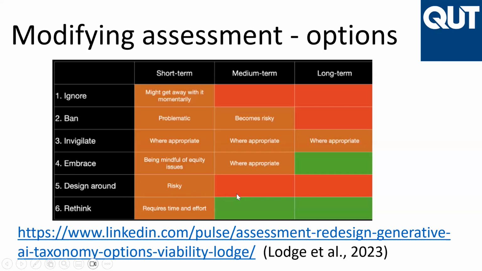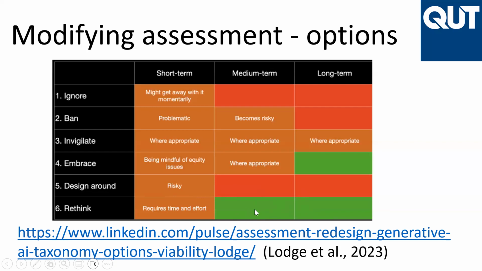So design around means designing assessment that tries to avoid using AI tools. In the short term, that's risky because it requires you to then try and work out if people have been using it, and that relates to detection, which becomes a problem. In the medium and long term, it therefore becomes almost pointless.